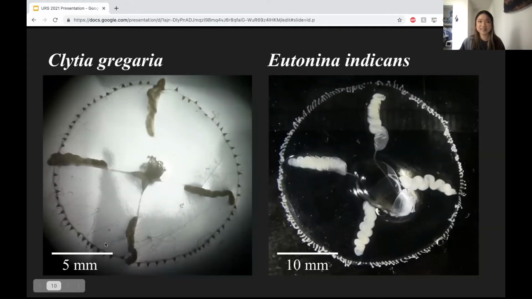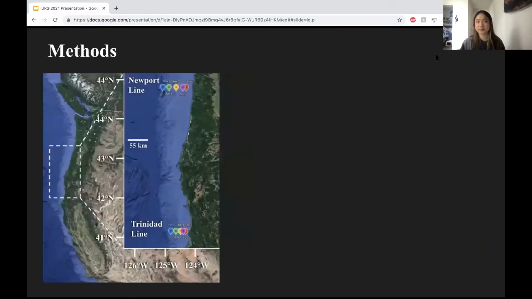As you can see here, this one is only 5 millimeters in radius, and about 10 millimeters for this one. And so you see they're very small, so they're actually not very well studied, even though they're very highly abundant. The reason why we chose them is because they're highly abundant pretty much year round, especially Clytia gregaria, which allows us to see how they change throughout the seasons.